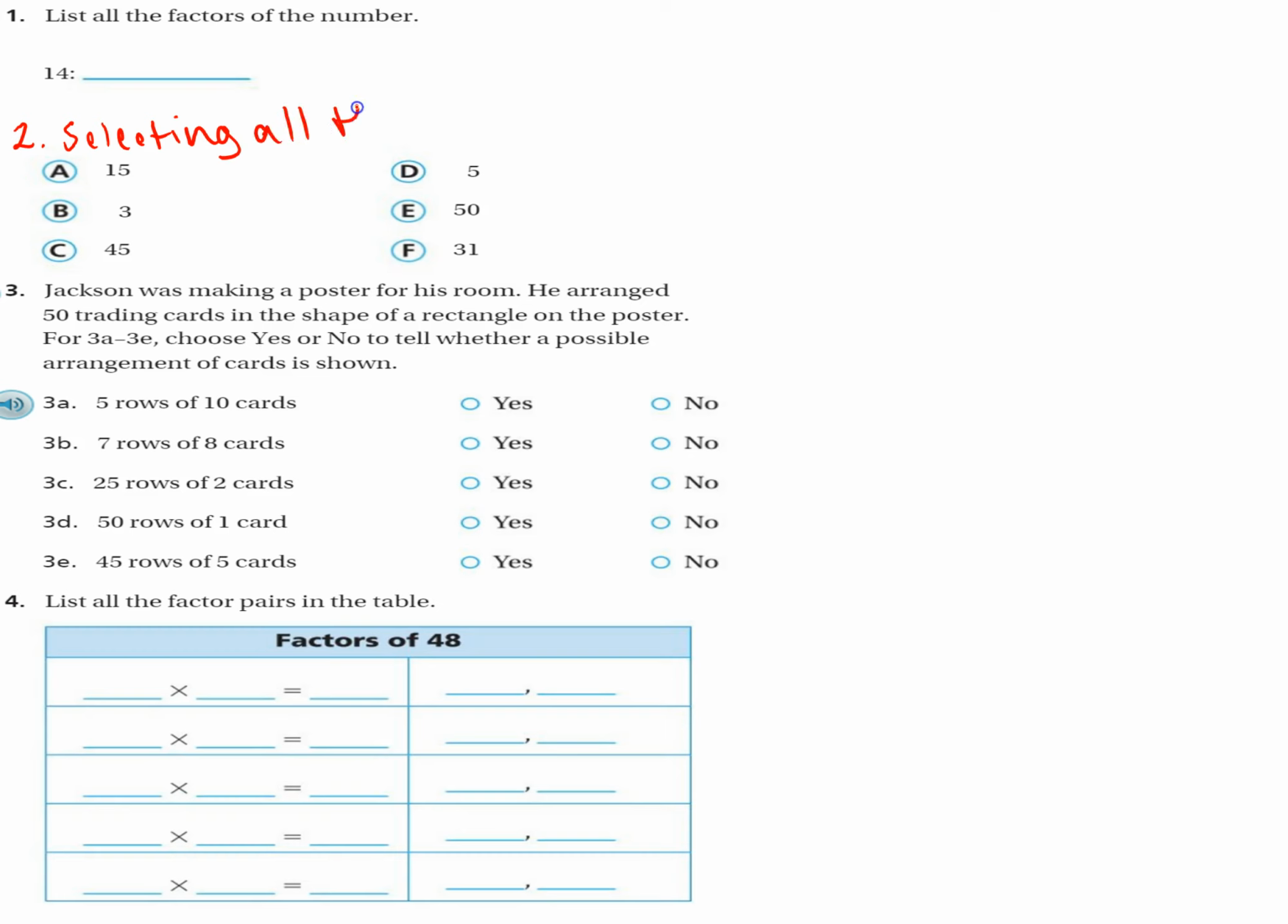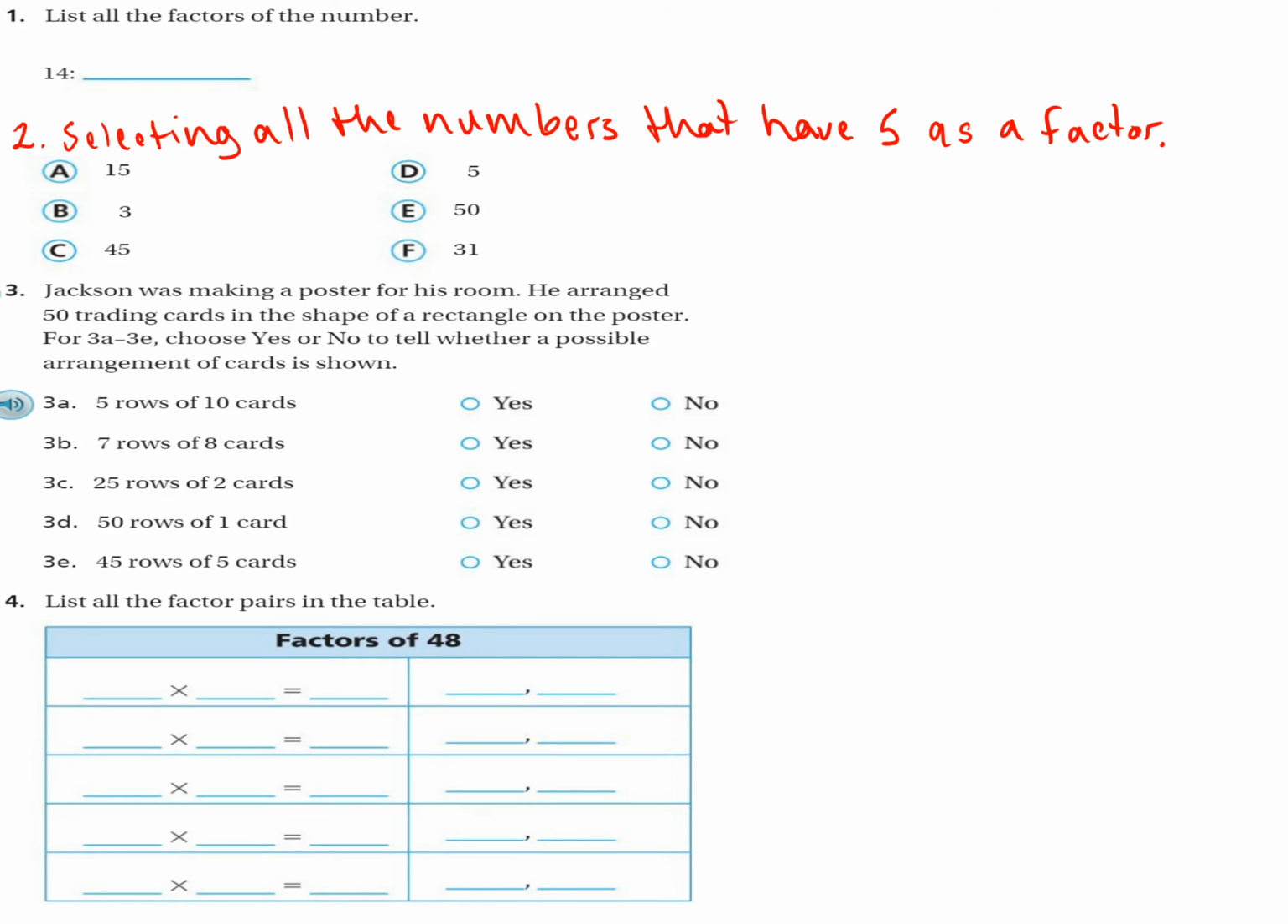all the numbers that have 5 as a factor. Again, the wording may be a little bit different, but the math is the same, meaning we're supposed to find the numbers that have 5 as a factor and select all that apply. All right.